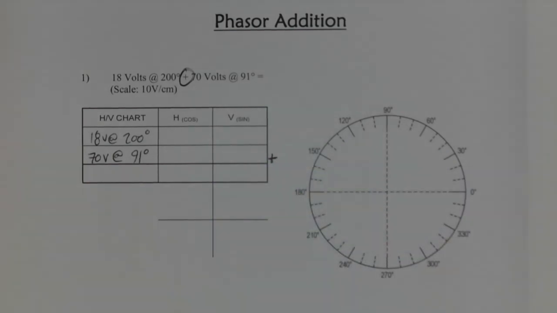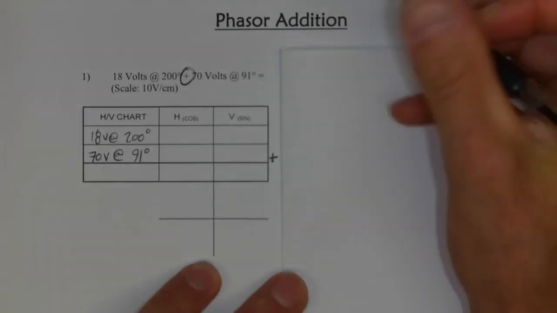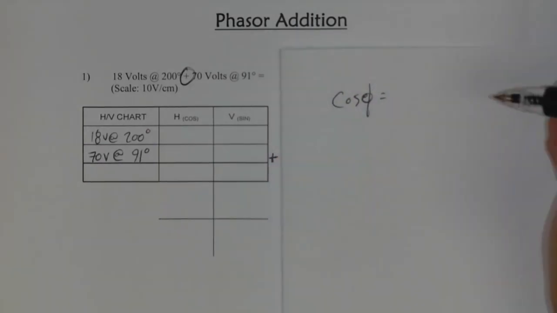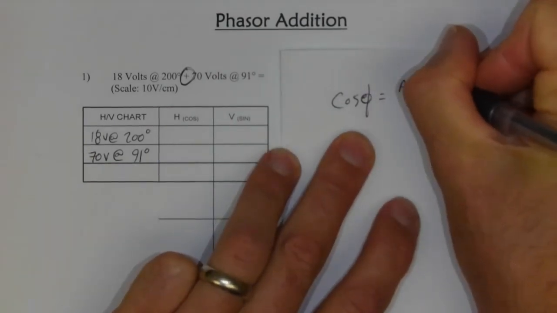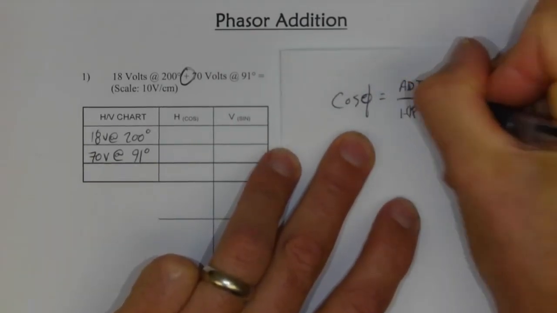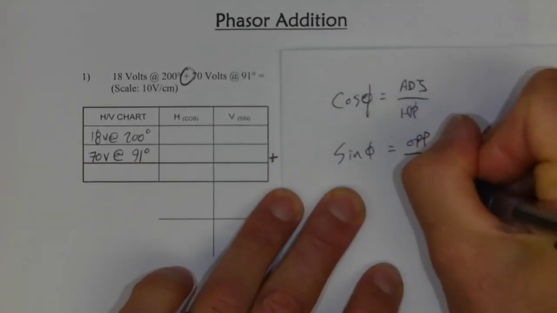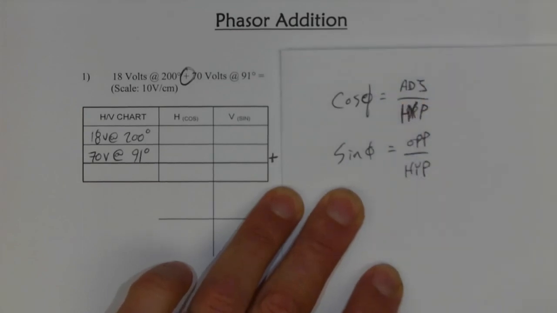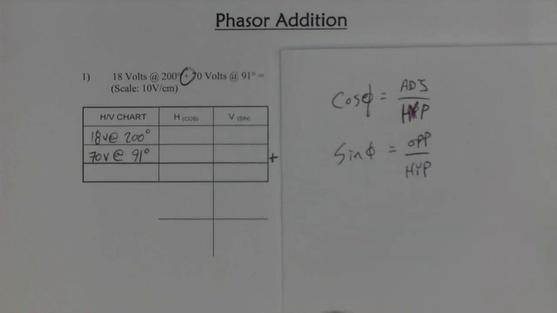Next thing, we need to work out the horizontal and vertical components. And in order for us to do that, we are going to use cos theta. And cos, I always got to think of it, so CAH: adjacent over hypotenuse. And then sine theta is equal to opposite over hypotenuse. Whatever. Cos theta is equal to adjacent over hypotenuse. Sine theta is equal to opposite over hypotenuse.